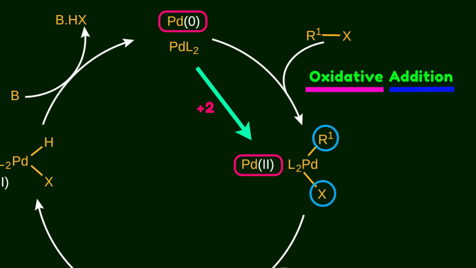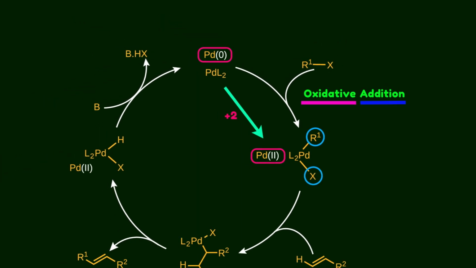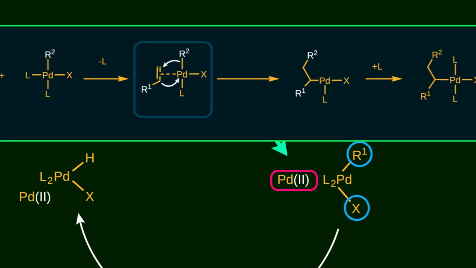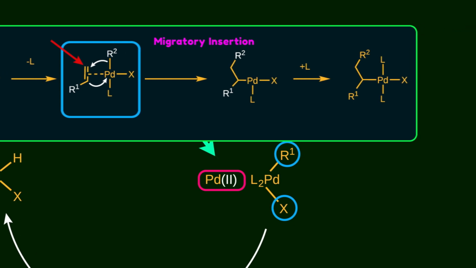The resulting palladium-R sigma bond in such complexes is very reactive, especially toward carbon-carbon pi bonds, so it coordinates to the alkene. After that, the complex undergoes migratory insertion. In this process, the R group on the palladium migrates to one terminal of the carbon-carbon double bond, and at the same time the pi bond forms a sigma bond with the metal from its outer terminal.